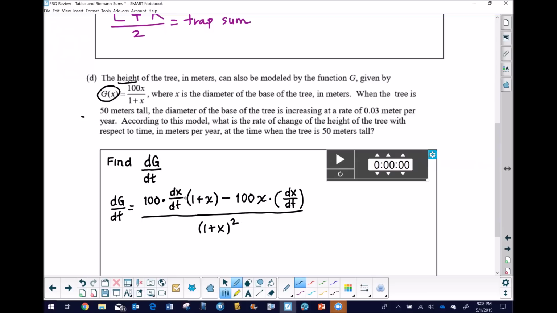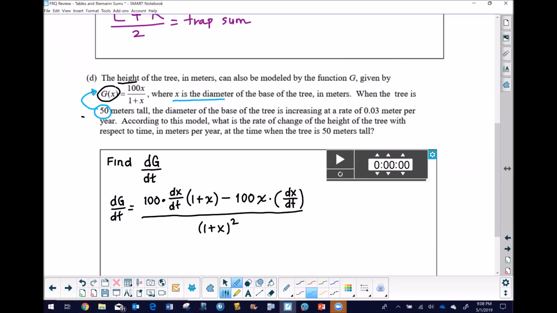So x, what does x stand for? I forgot. Let's read. X is the diameter of the base of the tree. Okay, I got it. But what is that x at this instant? We're dealing with when the tree is 50 meters tall. Oh, does that mean x is 50? Is tall diameter? No, tall is height.